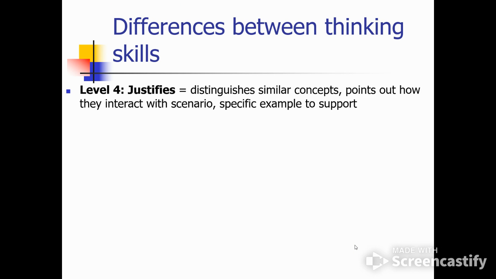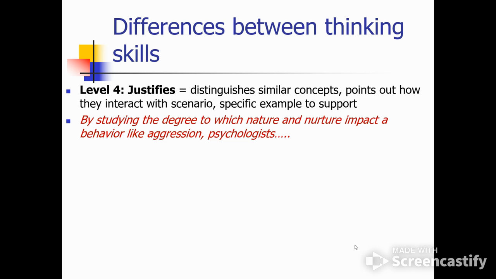So the differences between thinking skills, well, here we go. Here's another example to walk you. So level 4, if I'm justifying, I'm distinguishing concepts. Here again, I'm using nature and nurture. By studying the degree to which nature and nurture impact behavior like aggression, psychologists can blah, blah, blah. Where did I come up with the idea of aggression? I just pulled that out of my hat. Okay. I just picked a behavior because I know the definition of psychology and that it studies behavior. So I selected a behavior to do this with.